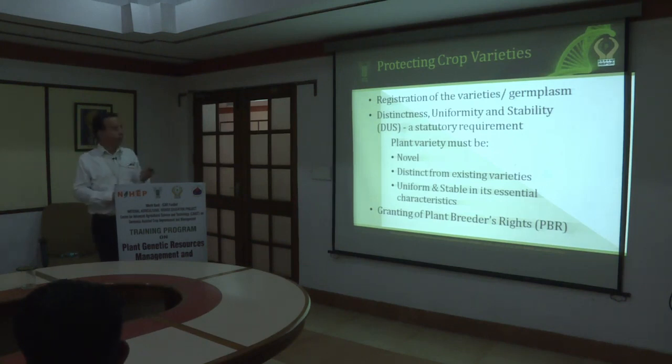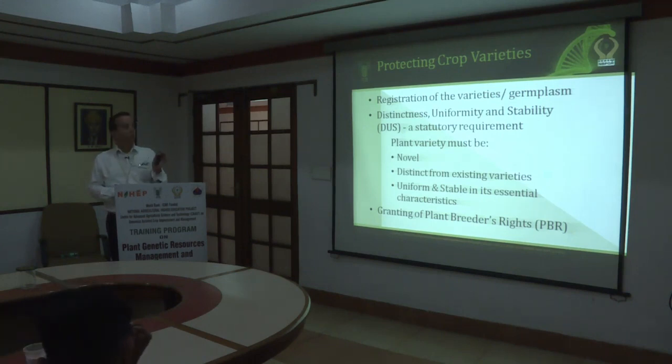So protection of crop varieties, how can we protect those varieties? There are various methods. One we are employing at NBPGR also: registration of the varieties or germplasm, in somebody's name or somebody's community. Then UPOV and our Indian system, the Protection of Plant Varieties and Farmers' Rights Authority, wherein we are using these parameters: distinctness, uniformity, and stability, which is a statutory requirement for a variety to be called distinct. That variety, whatever variety is in question, has to be novel, distinct from the existing varieties, uniform and stable in its essential characteristics.